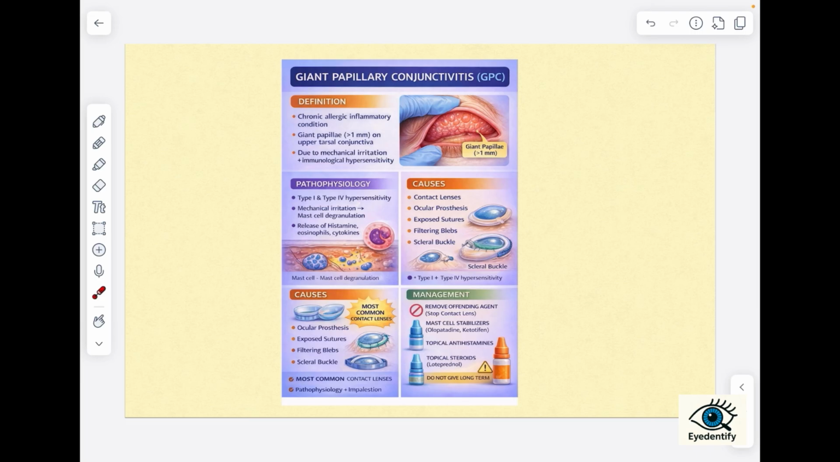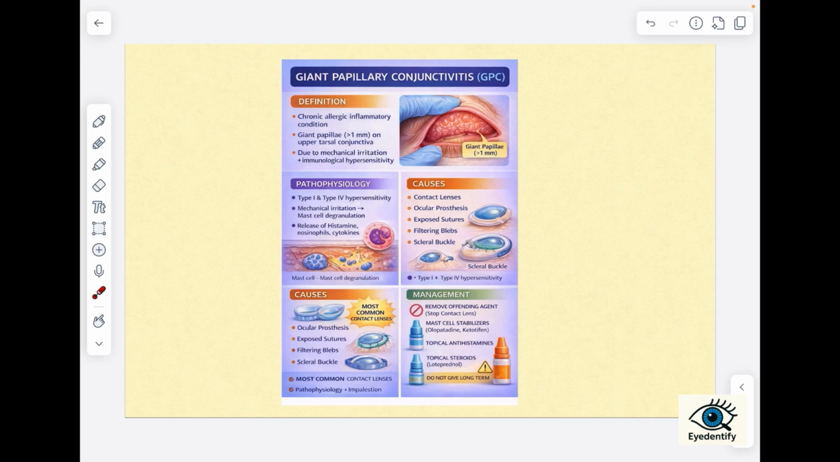Like that, okay? So now as we can see, most of the population uses what? Contact lenses. Because in not many people we see ocular prosthesis, or not many people undergo surgery where we use sutures. Not many people undergo anti-glaucoma surgery and RD surgery. So obviously what most of the people use is contact lenses. So as obvious, the most common cause of giant papillary conjunctivitis is contact lenses. Okay, now we understood the causes.